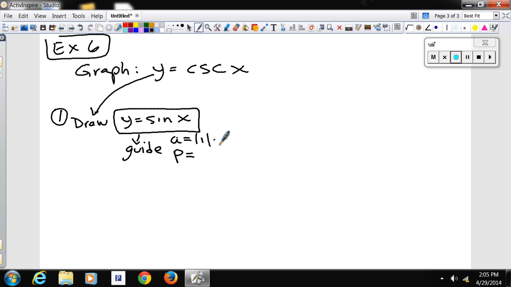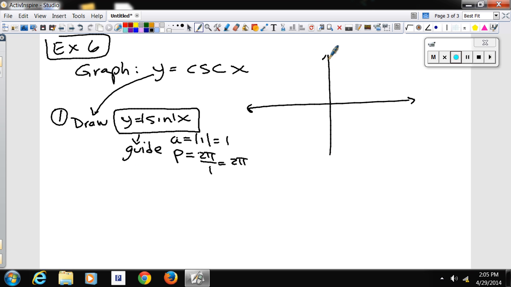Amplitude would be the absolute value of 1, which is 1. Period would be 2 pi divided by 1, which is 2 pi. So there's a 1 in front of here, and there's a 1 in front of there. So if I was to draw that sine graph, I would go over to 2 pi, and the sine curve looks like what shape?